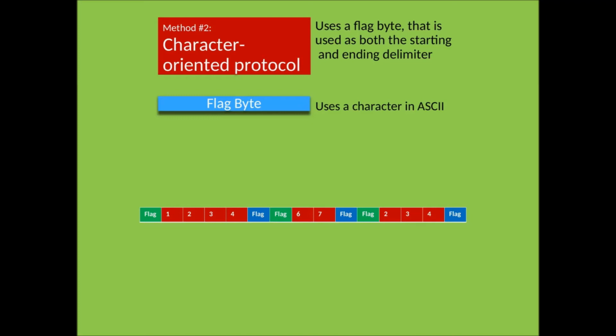There is frame 1, which contains 4 bytes, and a flag is used over here. Next, frame 2 has 2 bytes and flags are used at the start as well as at the end, and frame 3 contains 3 bytes and a flag is used at the start and end of transmission. So this is the character oriented protocol method.